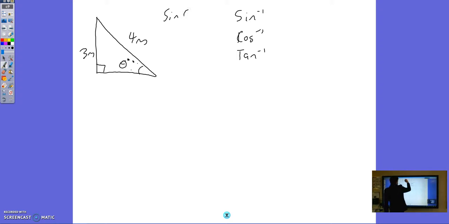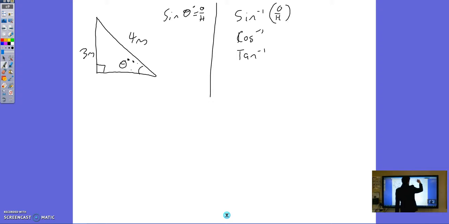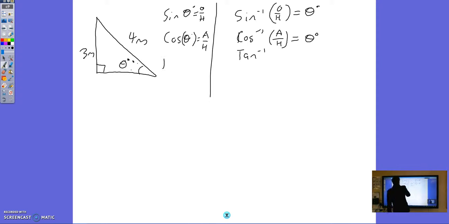So we know that sine of theta degrees is equal to opposite over hypotenuse. Sine inverse of opposite over hypotenuse is equal to theta. We know that cosine of theta degrees is equal to adjacent over hypotenuse. So cos inverse of adjacent over hypotenuse is equal to theta. And finally, we know that the tangent of theta is equal to the opposite over adjacent. So that same opposite over adjacent, if we use tan inverse, will give us theta.